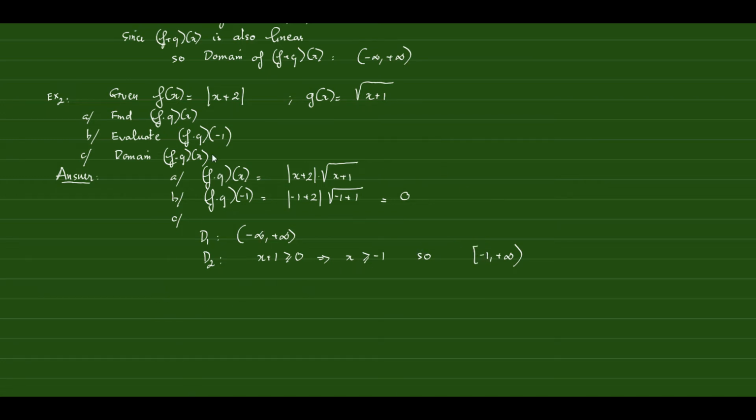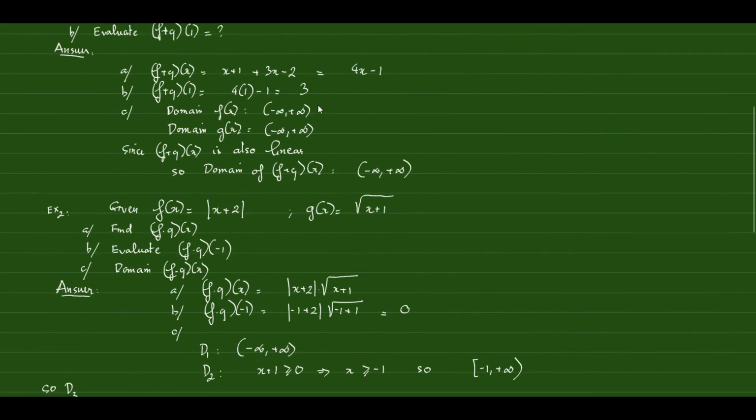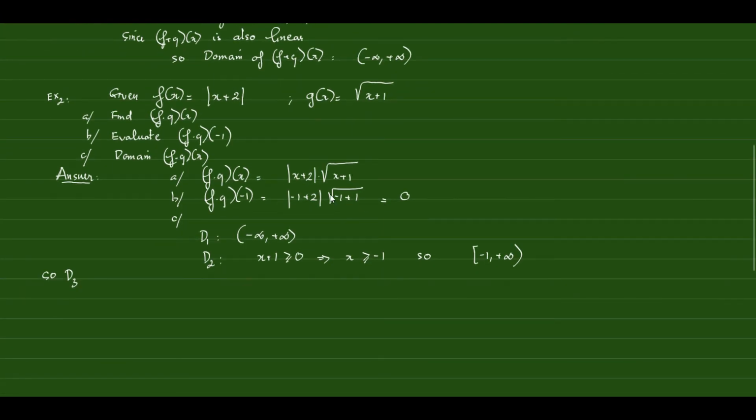Now you have the domain of this, and you have the domain of that. So the domain D3, which is the domain of this product, you have to look at D1 and D2. Last time, you saw the problem where the domains were the same, so of course when you add them up they're linear. But when you combine them over here, it's an absolute value and a radical at the same time.